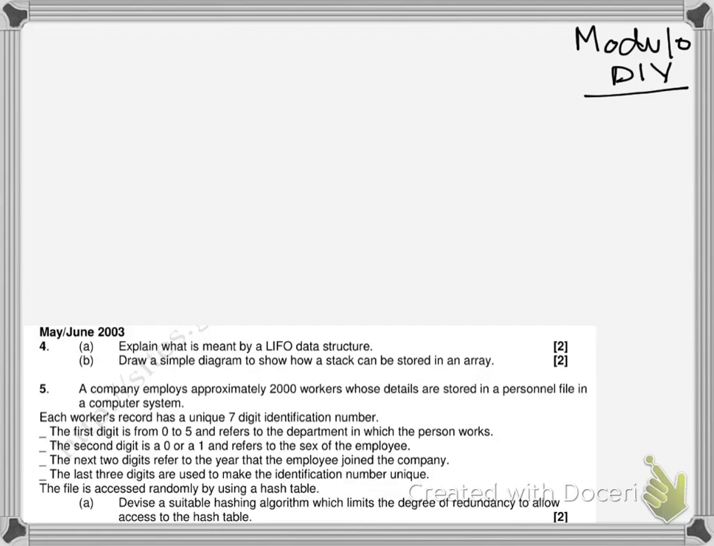The first digit is 0 to 5 and refers to the department in which the person works. The second digit is 0 or 1, and refers to the sex of the employee. The next 2 digits refer to the year that the employee joined the company. The last 3 digits are used to make the identification number unique. The file is accessed randomly by using a hash table. Devise a suitable hashing algorithm which limits the degree of redundancy to allow access to the hash table.